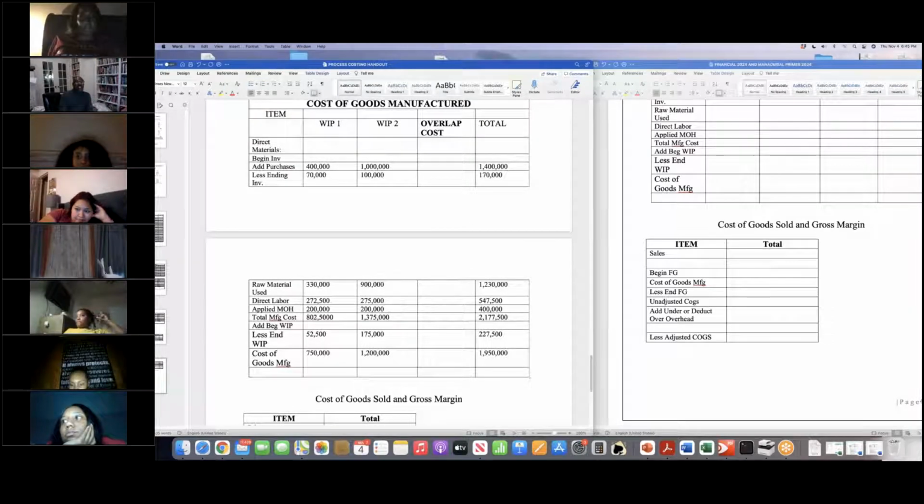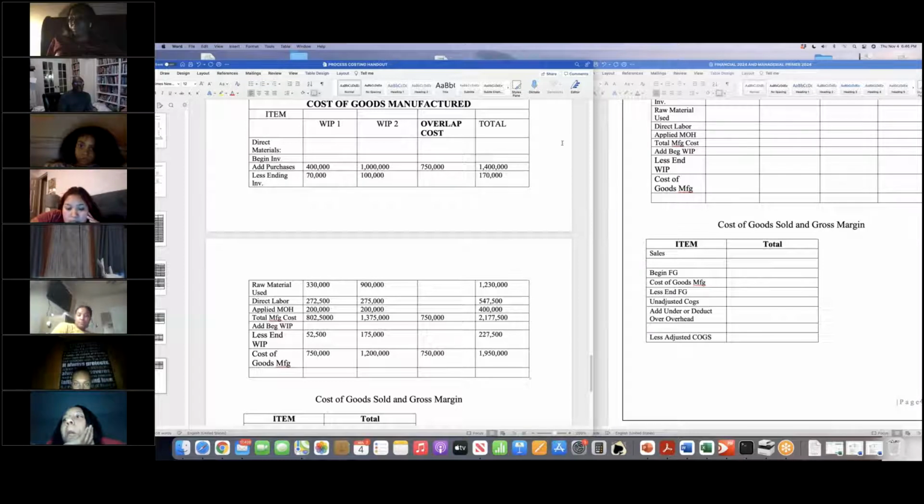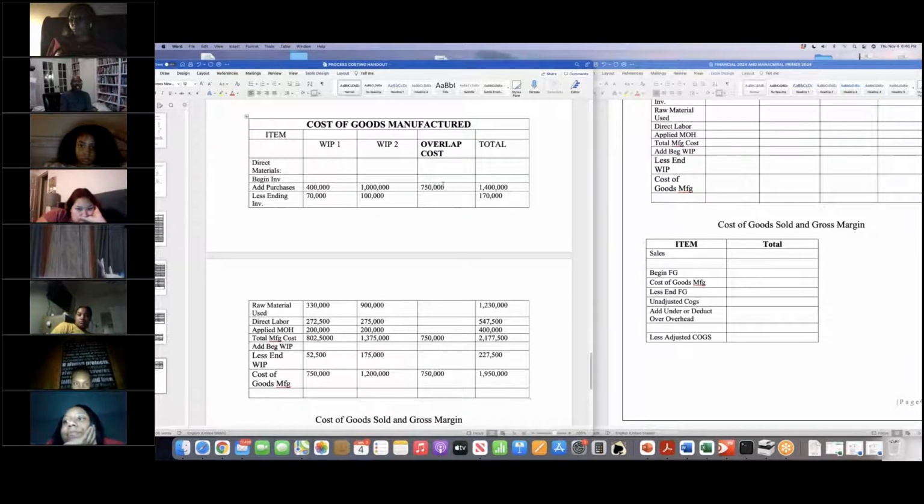So what you see is I got this overlap cost in here. That is that 750 that we transferred. Now, overlap, we're counting it twice. So we got to subtract it out all of these places. So if I subtract that from the beginning number, then it'll be right? So the overlap cost we have to take out. So instead of this being $1,400,000, well, I'll let you all work that out.